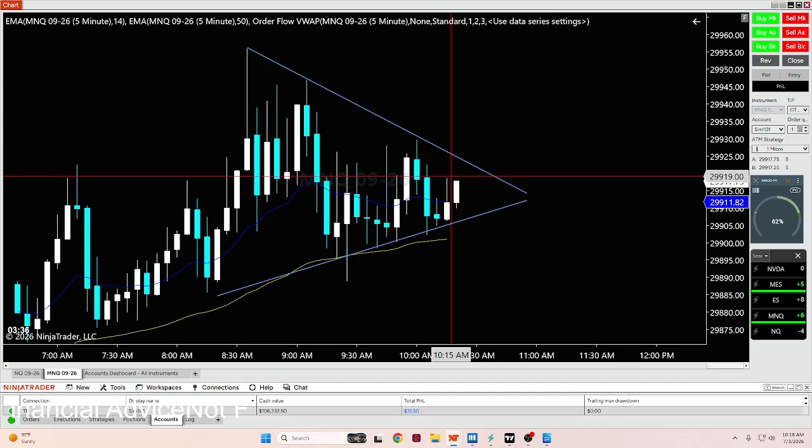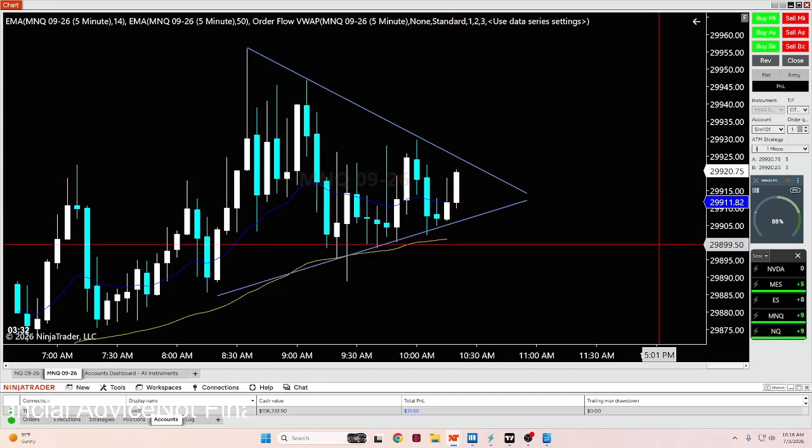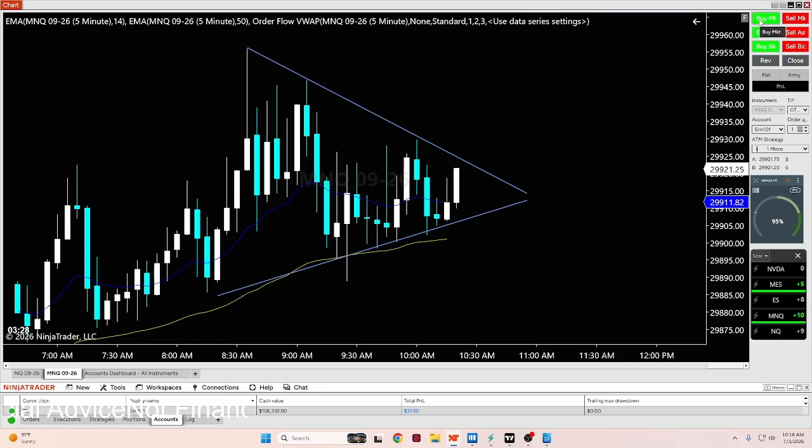Trying to push 918. There you go. So we're above the 20s. Well, let's see. Let's go. I'm watching this 1-minute candle pattern as well. Y'all don't see that, but it's still on the chart.